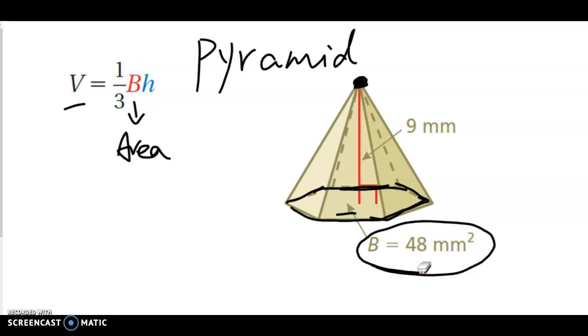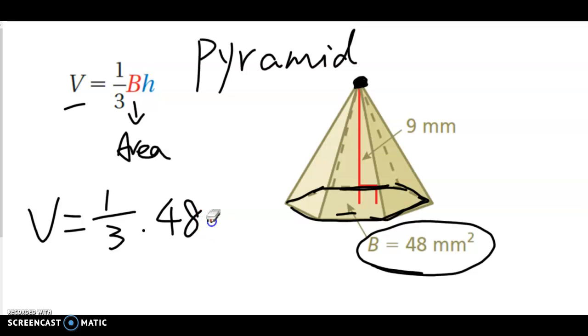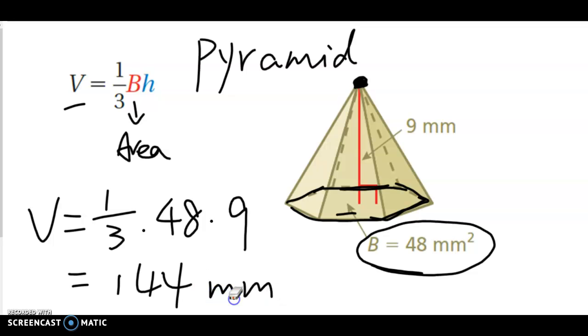height is 9 millimeters. So we can find the volume is equal to 1/3 times 48 times 9. So we simplify this, we will have the answer, which is 144 millimeters cubed, because this is the volume. Okay, this is the volume.